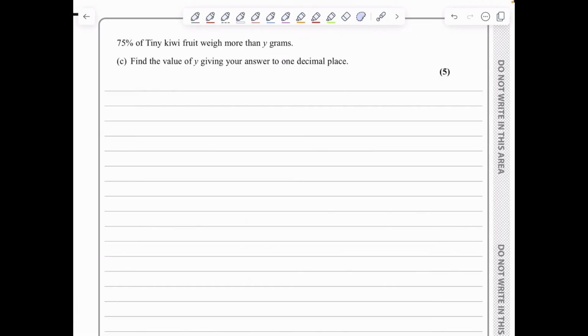In part C, we are told that 75% of tiny kiwi fruit weigh more than Y grams, and we need to find the value of Y, giving our answer to 1dp. So I will start by drawing a bell-shaped curve. We've got the center, the mean at 80. Well, we know that it's surely a tiny kiwi fruit, and we know that tiny kiwi fruits are less than 66 grams. So we are surely on the left-hand side as shown, shaded here. And we have that the probability of being greater than Y is 0.75, which means that what I'm shading here in red is the 0.75.